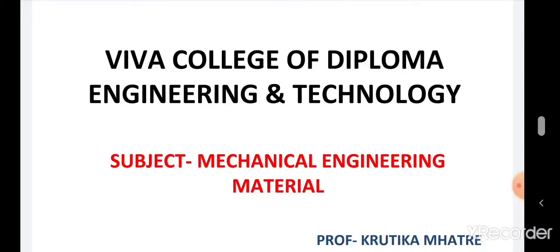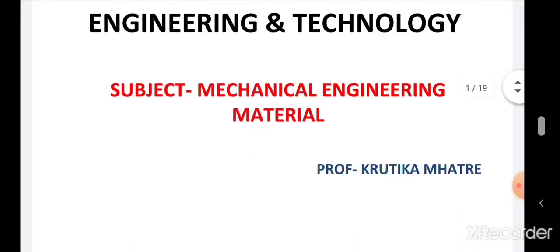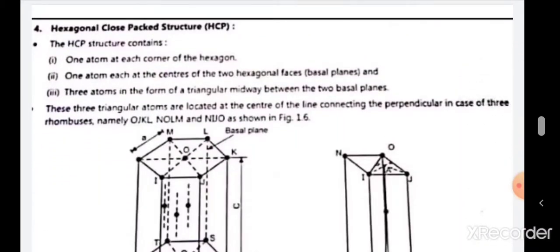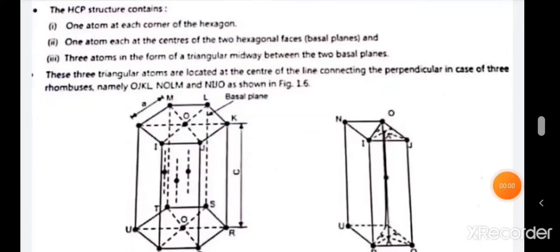I think in our last session we learned about simple cubic structure, then body centered cubic structure and face centered cubic structure. Today we learn hexagonal close pack structure, that is HCP structure. Hexagonal close pack structure contains one atom at each corner of hexagon.